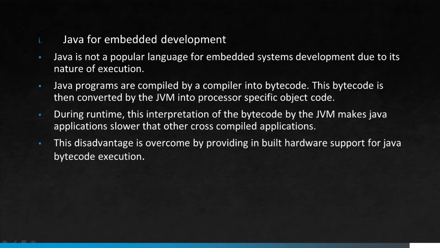The first development language trend is Java for embedded development. Java is not a popular language due to its nature of execution. Java programs are compiled into bytecode by a compiler. This bytecode is then converted into processor-specific object code with the help of the JVM. During runtime, this interpretation of the bytecode by the JVM makes Java applications slower than other cross-compiled applications. This disadvantage is overcome by providing inbuilt hardware support for Java bytecode execution.